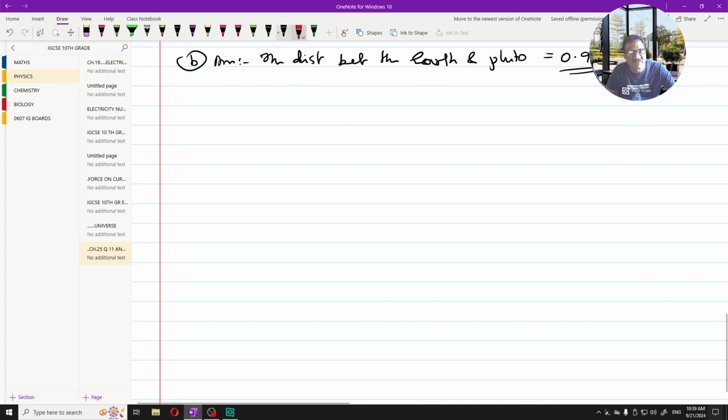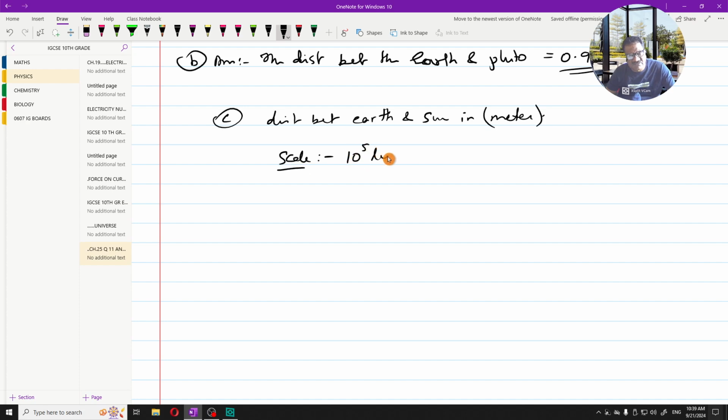So C part of the question is the distance between earth and the sun in meters. Okay, you have to find it in meters, right? Chalo, how are we going to do this? Again, the scale that we are going to use is 10 raised to 5 light year, that is the Milky Way, has been fit into the distance between the sun and the earth, which is 15 into 10 raised to 7 kilometer. This is the scale.